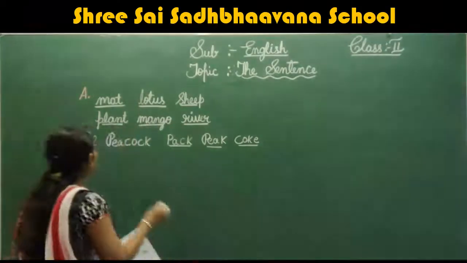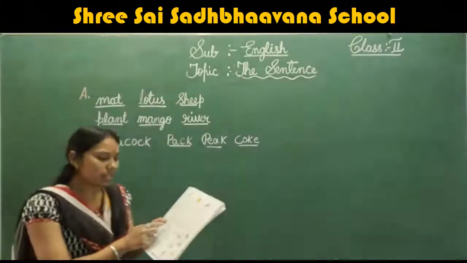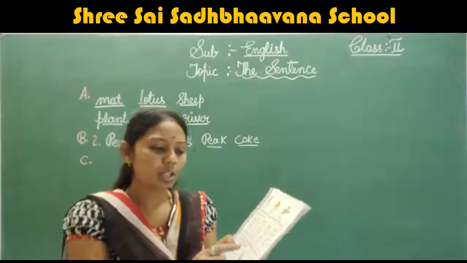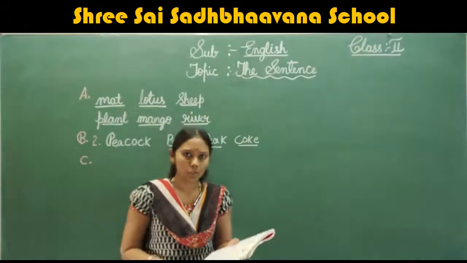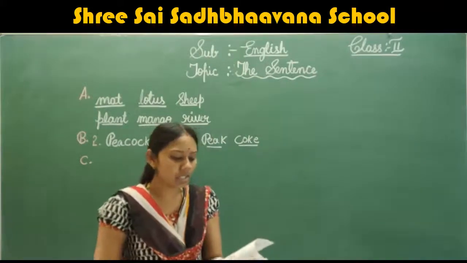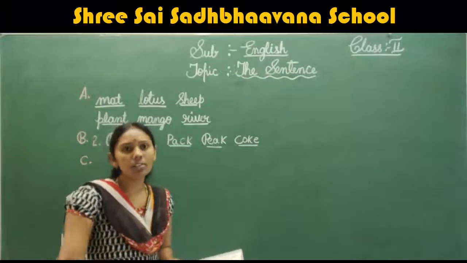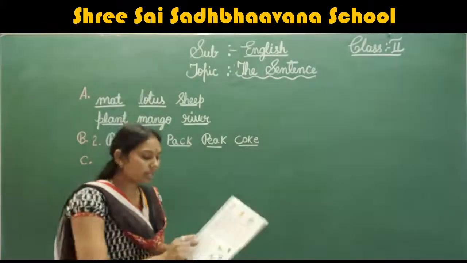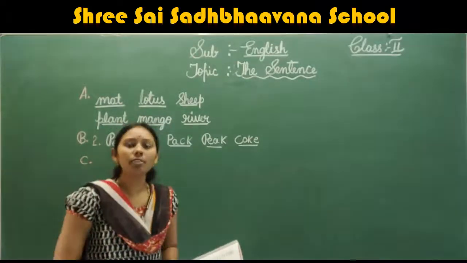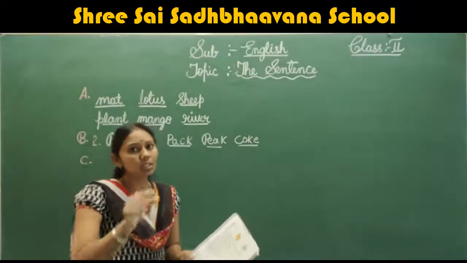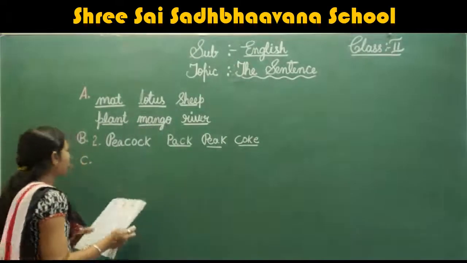Okay, next, C main. The next main, C main, is rearrange the words to make sentences. Use capital letters and full stops. You have to rearrange these words to frame proper, meaningful sentences. Here they have jumbled the words and given them. So what you have to do is arrange the words in a proper order so that they frame a meaningful sentence. Okay, shall we see?